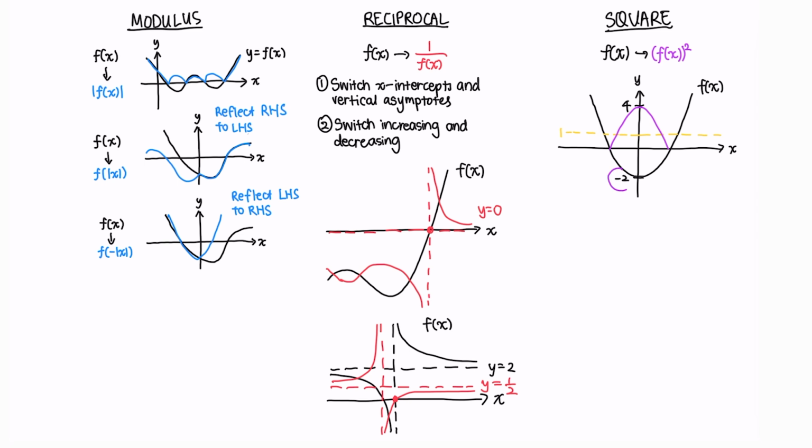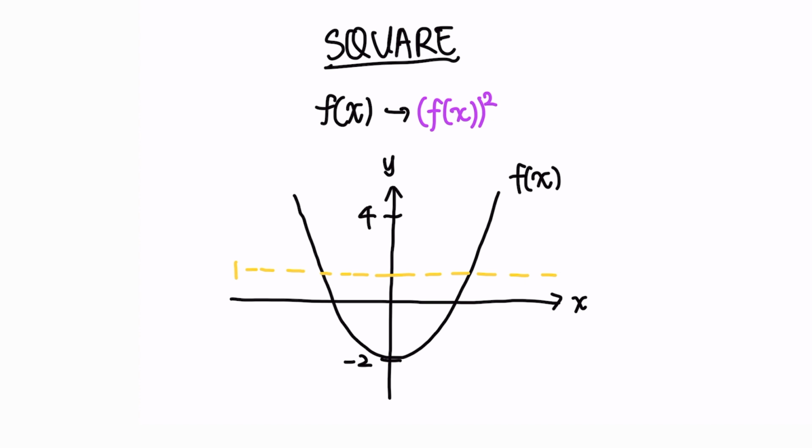Note over here that negative 2 squared will actually be 4. So this is not reflected symmetrically. We are taking the square of everything to go upwards. Let me zoom in a bit so it's a bit easier to see.